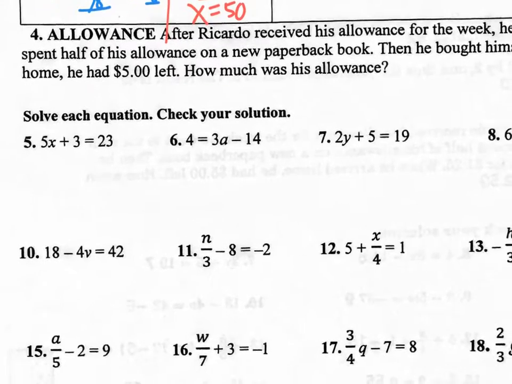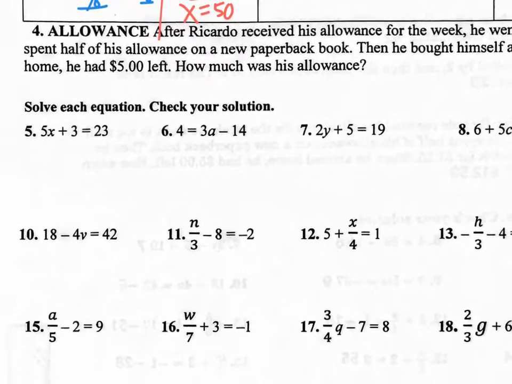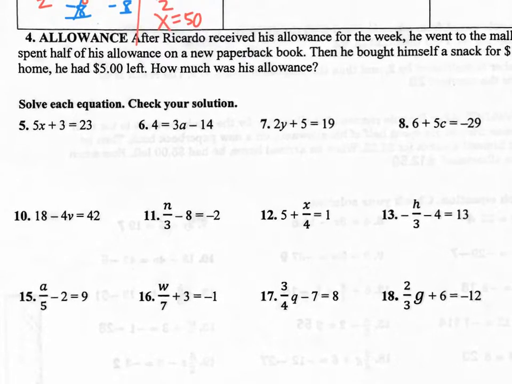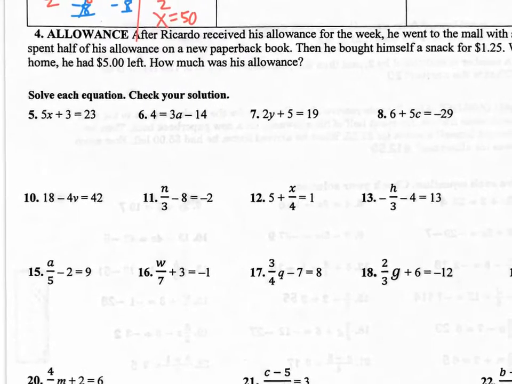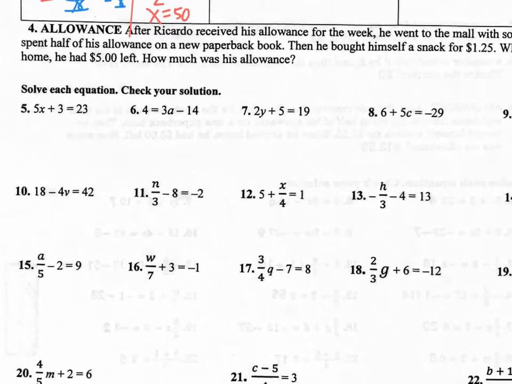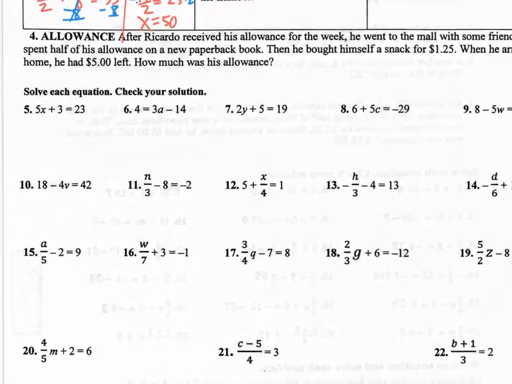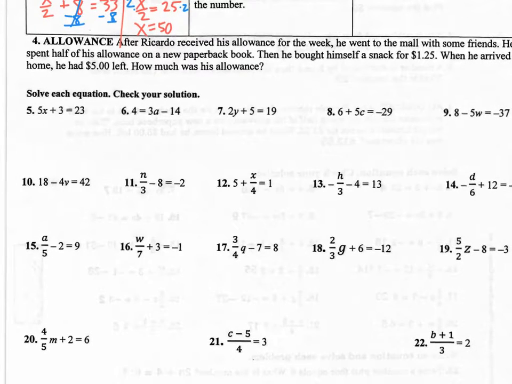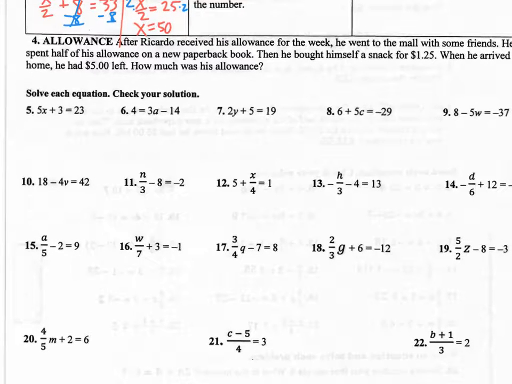Allowance. After Ricardo received his allowance for the week, he went to the mall and spent half of his allowance on a paperback book. Then he bought himself a snack for $1.25, and when he arrived home, he had $5 left. How much was his allowance? Now that really sounds like a crazy problem unless you start doing a piece at a time.